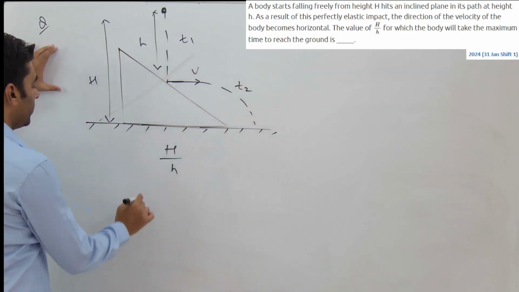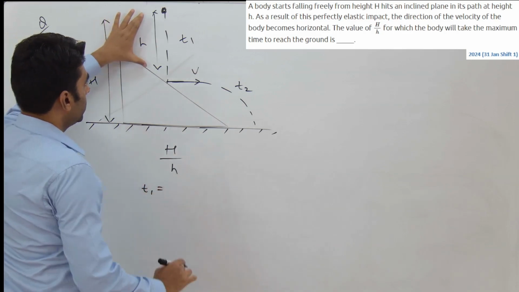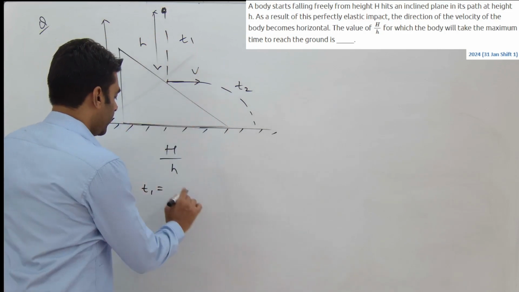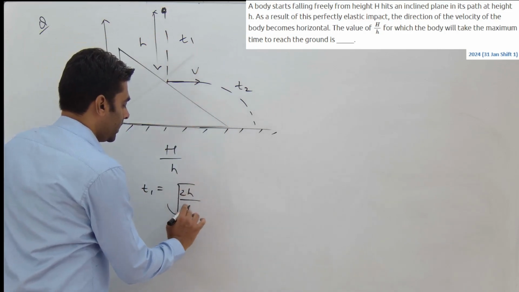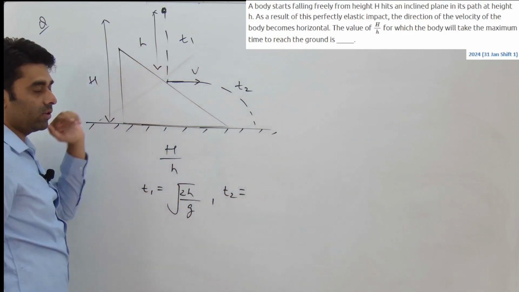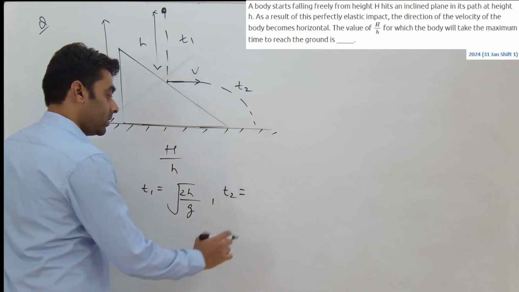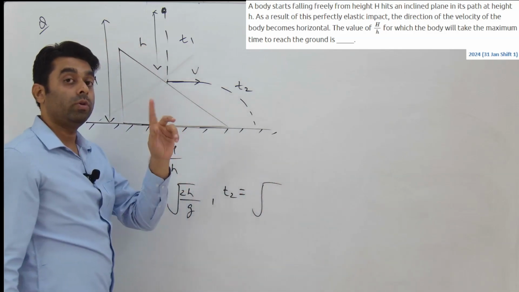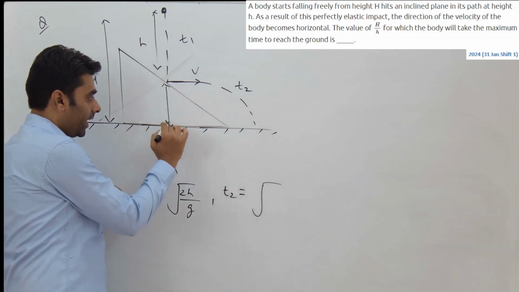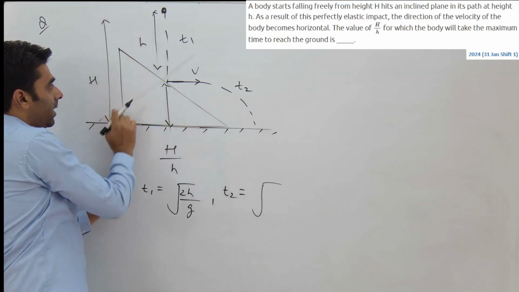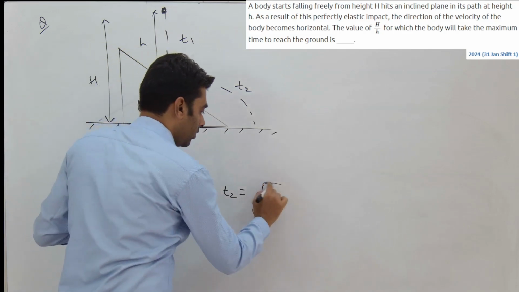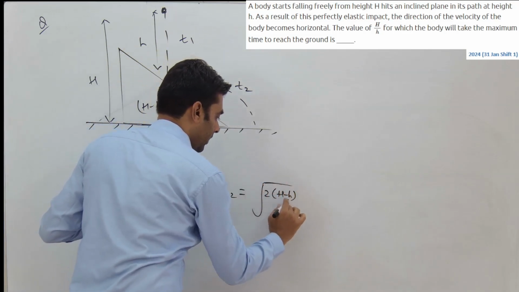If I have to write t1, what will it be? For this straight line part, for a particle which is falling freely, the time is root over 2h by g. And t2 is the time taken for this horizontal projectile. Again using the same formula, but what vertical displacement does it have? The total is capital H, this is small h, so it will be capital H minus small h. So t2 becomes root over 2 times (H minus h) by g.